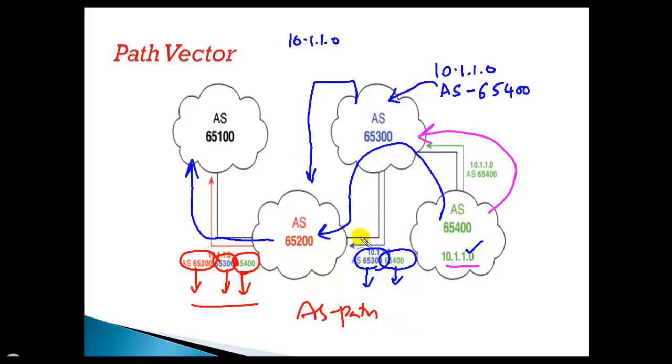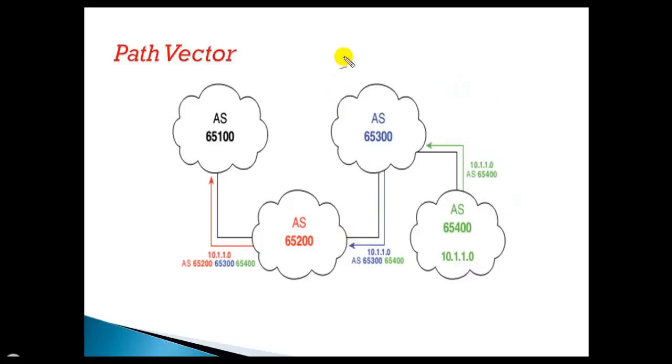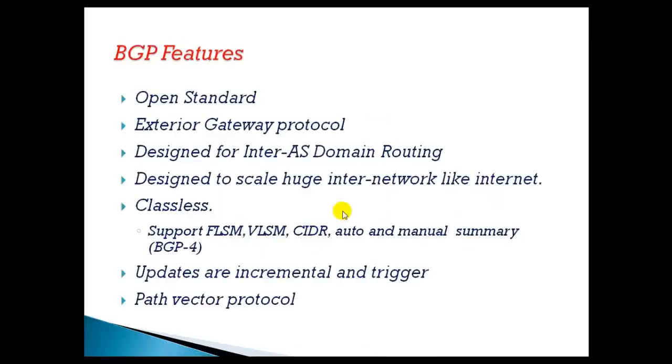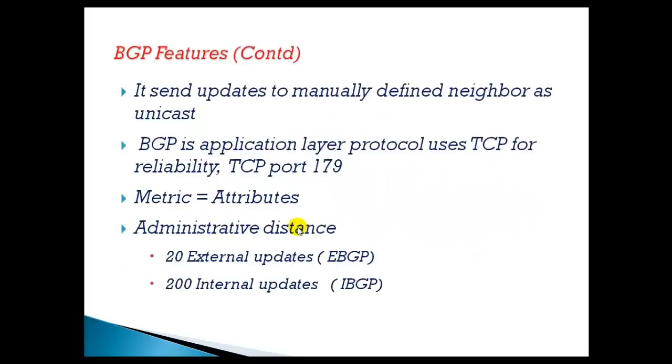Now this is very useful, especially in a loop prevention mechanism. There is something called the loop prevention mechanism, which I'll be discussing in our next video, next sections probably. I'll get into that in more detail. Okay, so we call it the path vector protocol, where it is going to carry the path information of which autonomous system hops it is moving through. That's the reason we call it a path vector protocol.